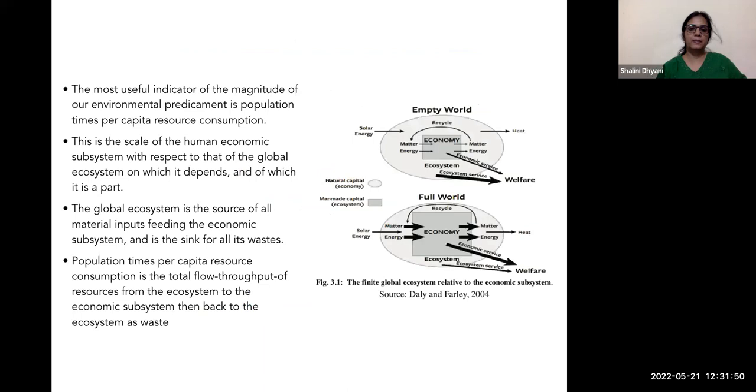Now, the most useful indicator of the magnitude of our environment is basically how our population per capita is using resources. Some of them might have a subsistence dependence on resources, more of a biomass-based economy. There is something called economy proper, the market-based economy. And if you remember our previous slides, in one of the slides, I mentioned how big this central square of the economy of market is. It actually facilitates how much matter-energy transformation will take place and how this finite global ecosystem will actually run.